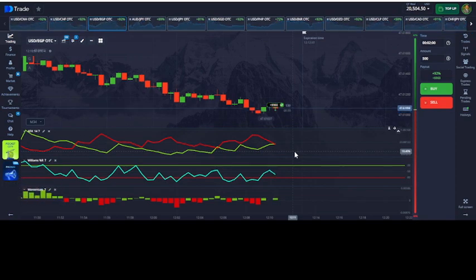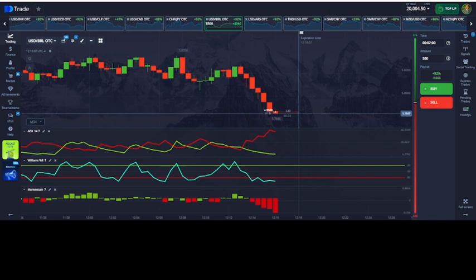Okay, so that trade was in the money. Okay, so I'm on USD BRL OTC and I just took a sell trade here. The reason why I took the sell trade is we're beginning to see some strong bearish candles developing here. The price had been consolidating previously, but now there seems to be a bearish trend developing.